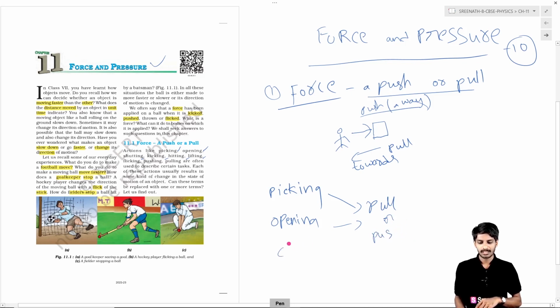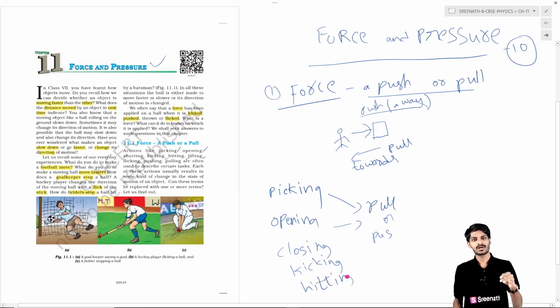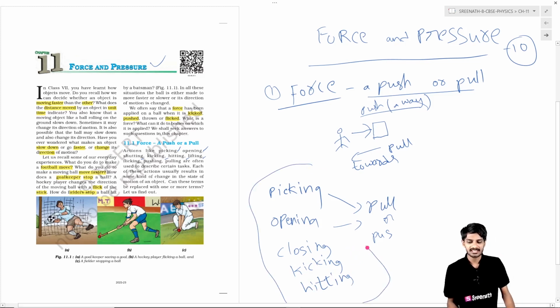Whenever you push, while closing, you push. Next, kicking. We will kick the ball, no? Next, hitting. We will hit the ball using a bat. It is also moving away from us. It is also pushing. So finally, what I am trying to say is the actions like picking, opening, closing, kicking, hitting, lifting, flicking, all these come under push or pull.